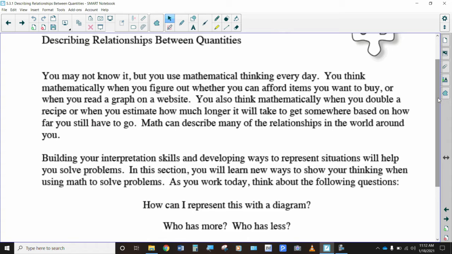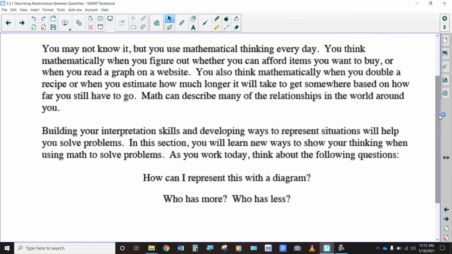Building your interpretation skills and developing ways to represent situations will help you solve problems. In this section, you will learn new ways to show your thinking when using math to solve problems. As you work today, think about these questions. How can I represent this with a diagram, which is one of my favorite questions because I love drawing and making a visual of situations to help better understand them. And then who has more and who has less.